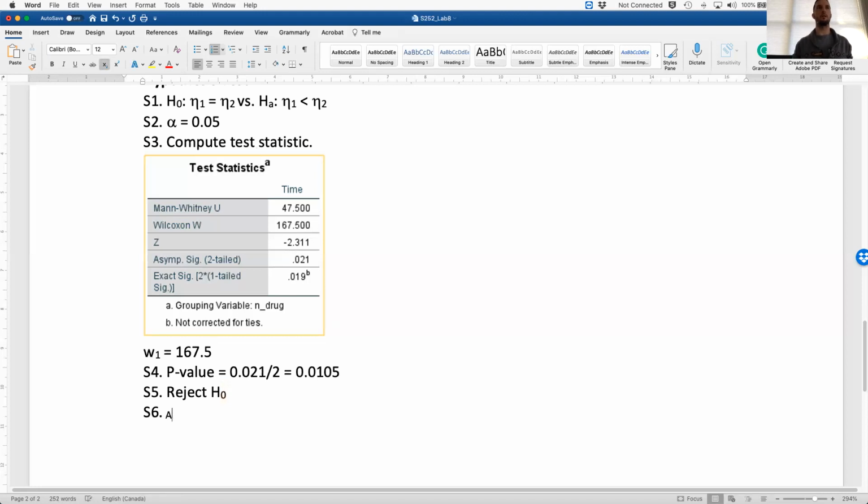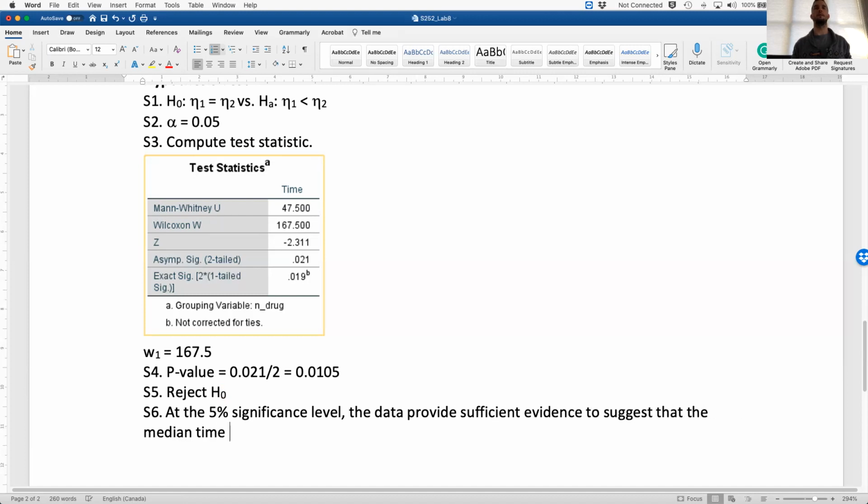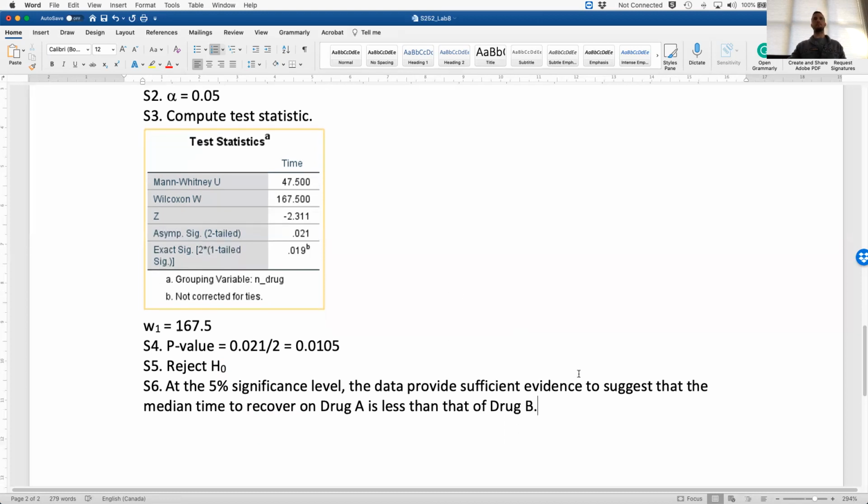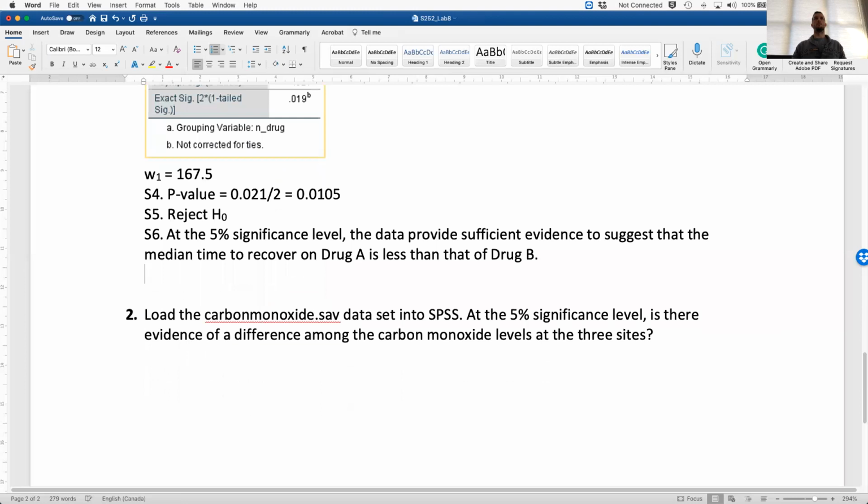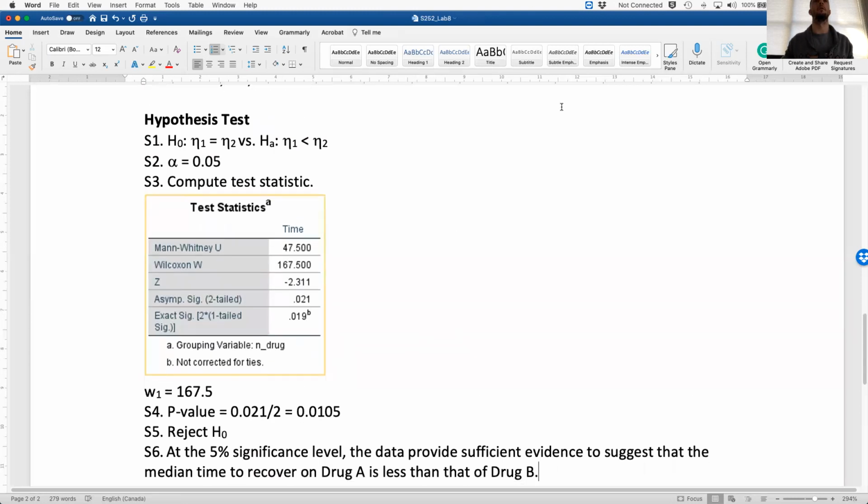And then on step 6, we can conclude by saying at the 5% significance level, the data provide sufficient evidence to suggest that the median time to recover on drug A is less than that of drug B. Okay. Any questions? And that's the Wilcoxon Rank-Sum Test.